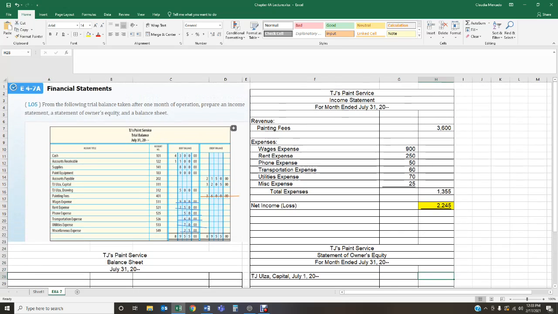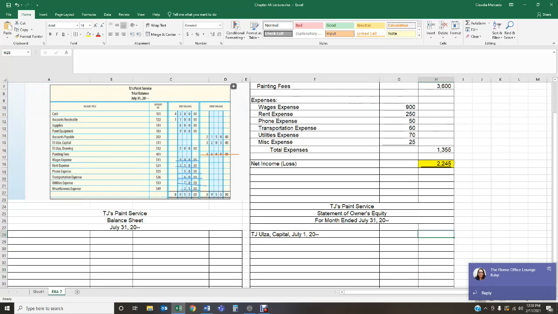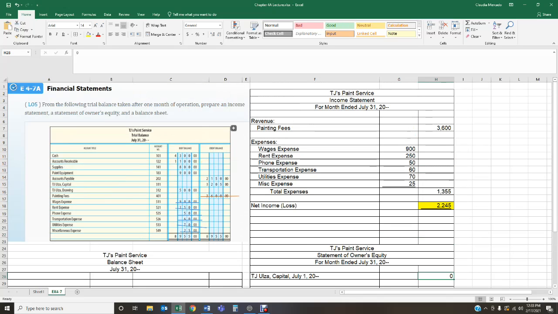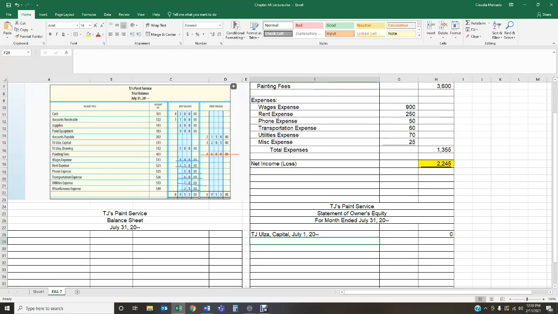Well, we didn't have a business back in the day because it's only been 1 month of operation. So my beginning capital will be 0. If it's a brand new business, your beginning capital will always be 0. If it's a rollover, your business has been in existence for months or years, then you should carry forward your capital balance from last time. But in this case, the problem says that this is taken after 1 month of operation, so it's a brand new business. So my initial capital is 0 because it's a brand new business.